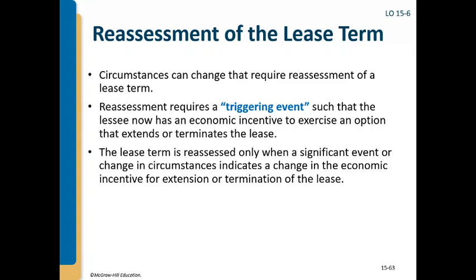Now, circumstances can change that require a reassessment of how long the lease term will be. This usually requires what they call a triggering event, such as the lessee now has an incentive to exercise an option that either extends the lease or terminates it. Once you have this triggering event, the lease term is reassessed, but only when a significant event or change in circumstance indicates a change in the economic incentive that is going to create either an extension or a termination, whichever the option is.